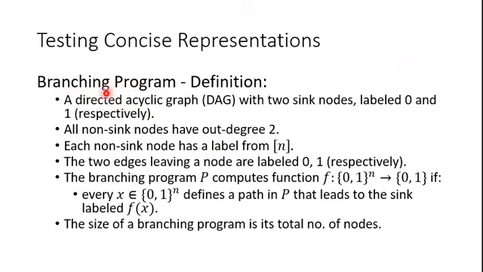So we will now define a branching program. This is a directed acyclic graph with 2 sink nodes labeled 0 and 1. All non-sink nodes have out-degree 2, and each one of them has a label from 1 through n. The 2 edges leaving a node are labeled 0 and 1. So as we saw earlier, we have edges with 0 and 1. And the branching program P is said to compute function f from {0,1}^n to {0,1} if every x in {0,1}^n defines a path in P that leads to the sink labeled with f(x). And the size of a branching program is its total number of nodes.